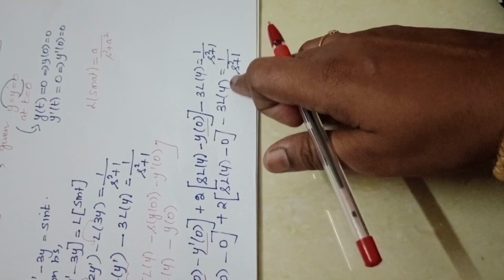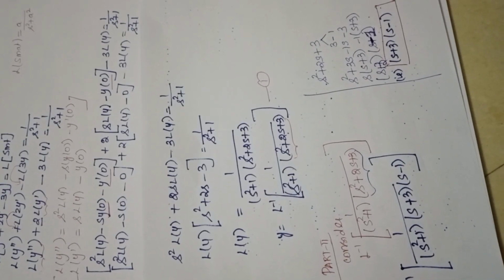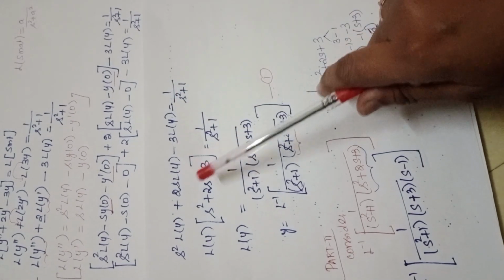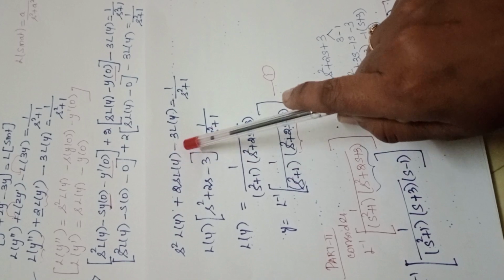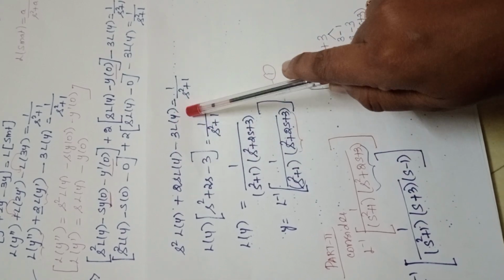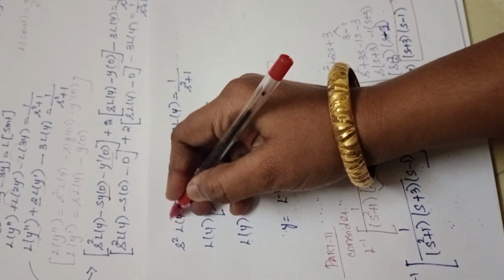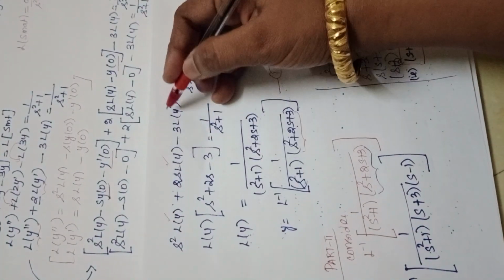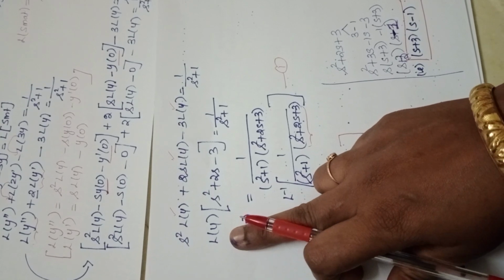minus 3 L of y equal to 1 by s square plus 1. So the next step, as I said: s square L of y plus 2s L of y minus 3 L of y equal to 1 by s square plus 1. We come to know here also L of y, here also L of y, here also L of y is common. So let us take L of y common outside.